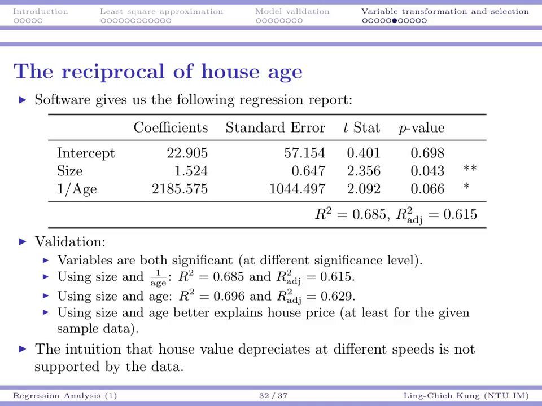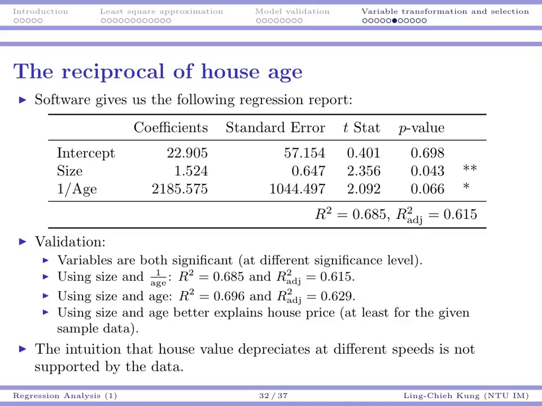Now, let's talk about the overall quality. We already know that variables are both significant. If we use size and 1 over age, r squared and adjusted r squared are here, around 68% and 62%. That's good, but actually when we were using size and age directly, r squared and the adjusted r squared are actually higher. So at least for the given set of data, using size and age instead of using size and 1 over age is better.